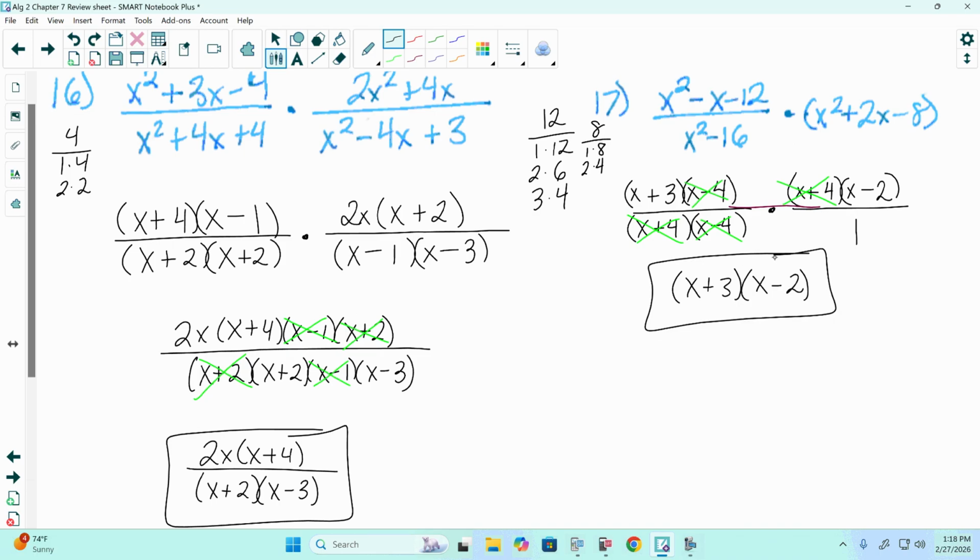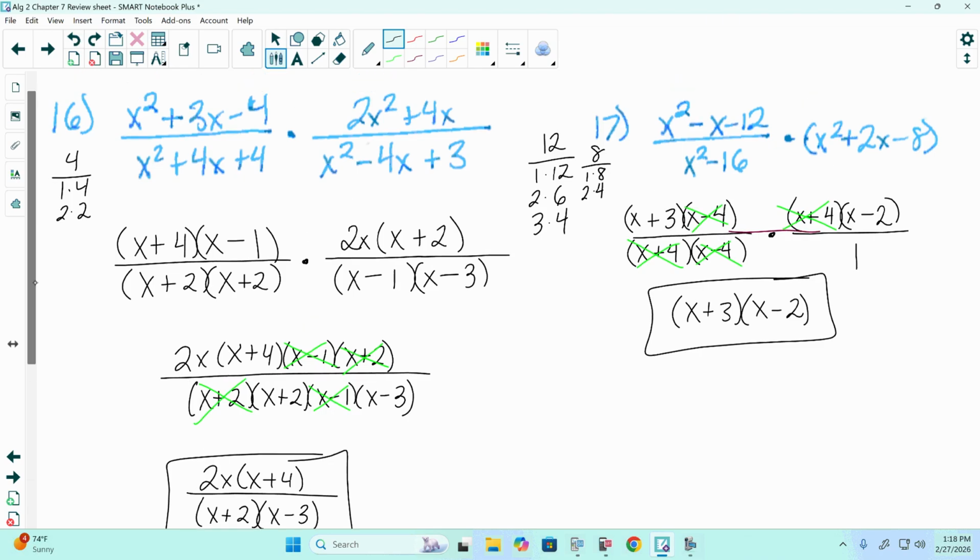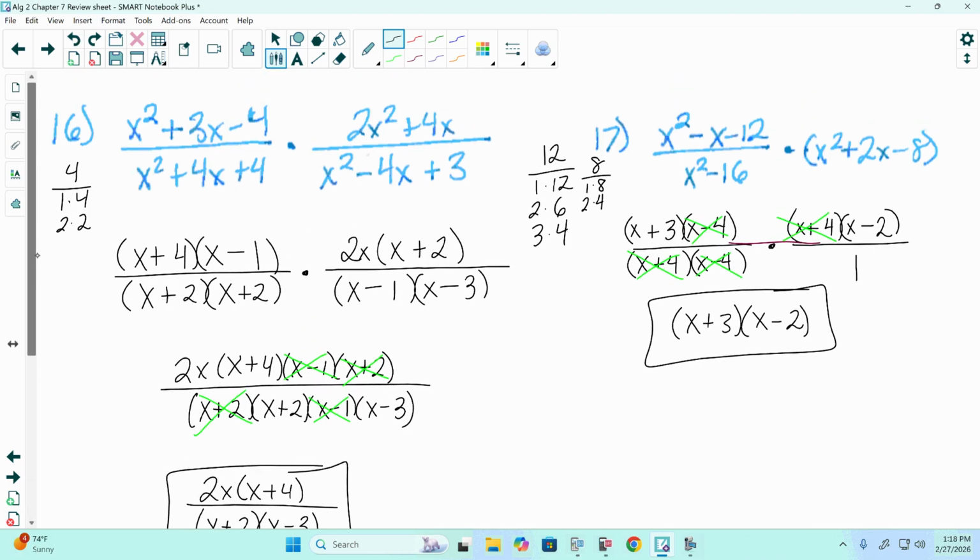And that's as far as I would go. I would not rewrite this or write this out as x squared plus x minus 6. There's no reason to multiply it. X plus 3 times x minus 2 is the final answer, the simplified form. Questions on this here?